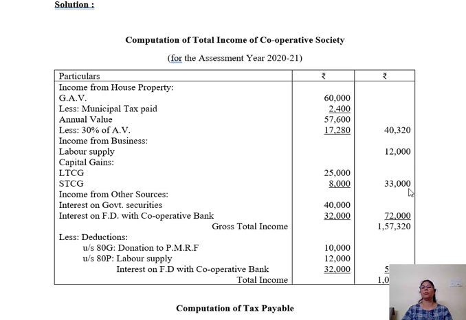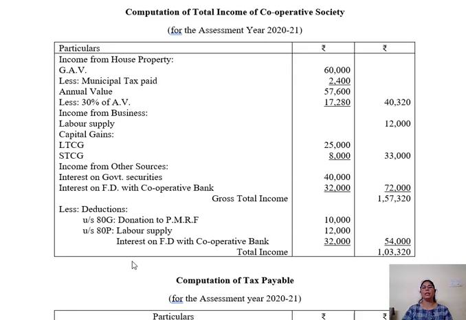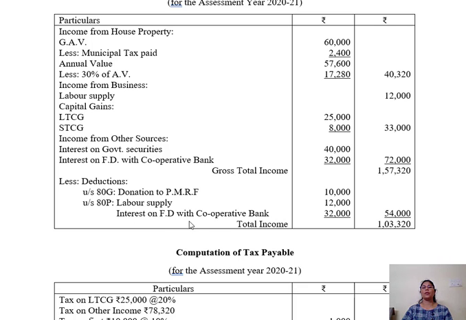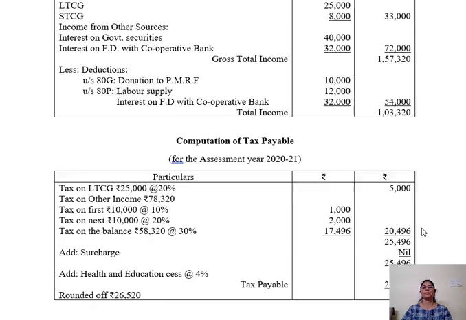If you add the four heads of income, you get the gross total income, which is 1,57,320. Now less deductions under section 80G, 100% deduction, that is Prime Minister's National Relief Fund 10,000, and under 80P labor supply, interest on fixed deposits with cooperative bank 32,000. So the total deduction under Chapter VI-A is 54,000 and the total income is 1,03,320.